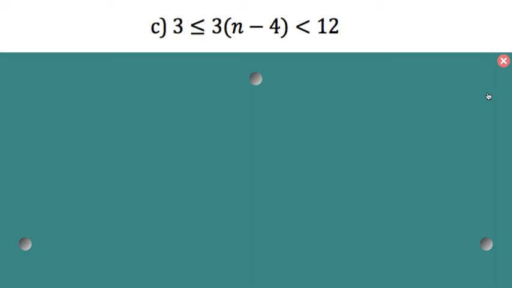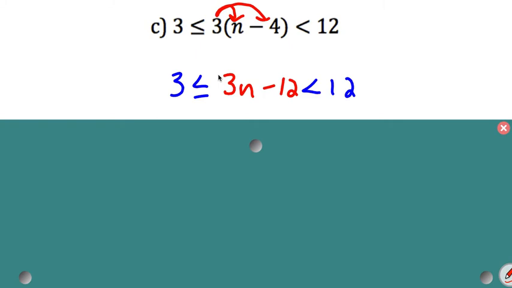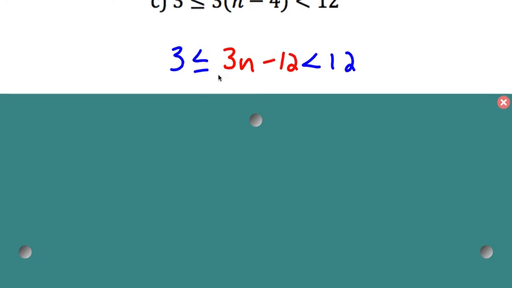All right, so the first thing that we need to do is distribute the 3 through. So 3 times n and 3 times negative 4. So bring down the 3 is less than or equal to, this is going to give us 3n minus 3 times 4 is 12, is less than 12.